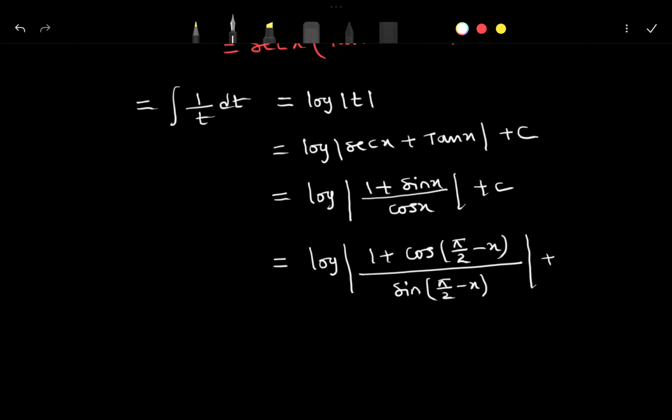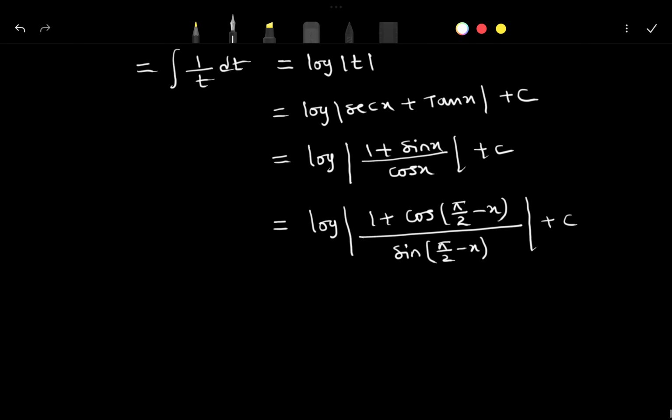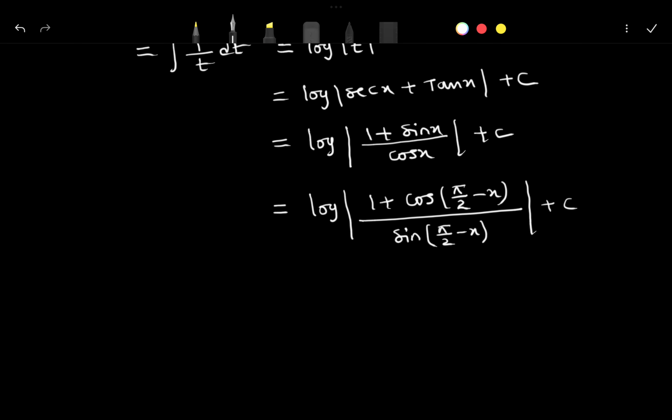You know, the numerator is in the form of 1 plus cos theta, and the denominator is in the form of sin theta. You know the 1 plus cos theta formula, we can write it as 2 into cos square theta by 2. So this is the fundamental formula. Here, theta is nothing but pi by 2 minus x, in the numerator and also in the denominator.